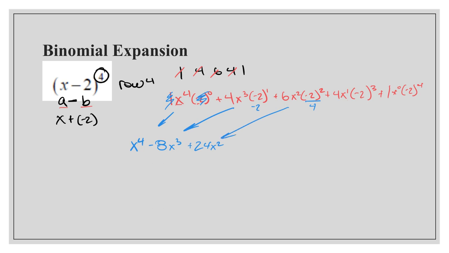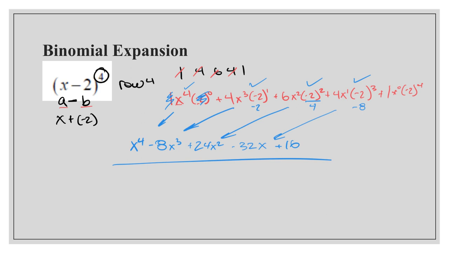-2 to the third is -8. -8 times 4 is -32x. Okay, we're done with that one. So we've done these. And the last one, -2 to the 4 is +16. And we're done.